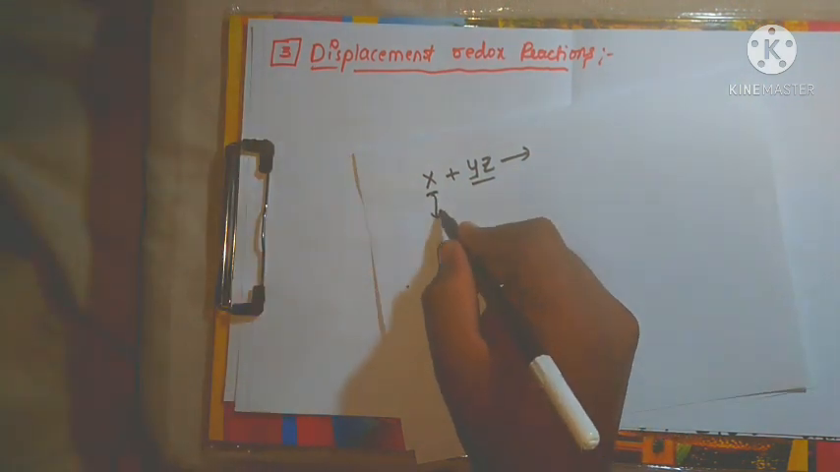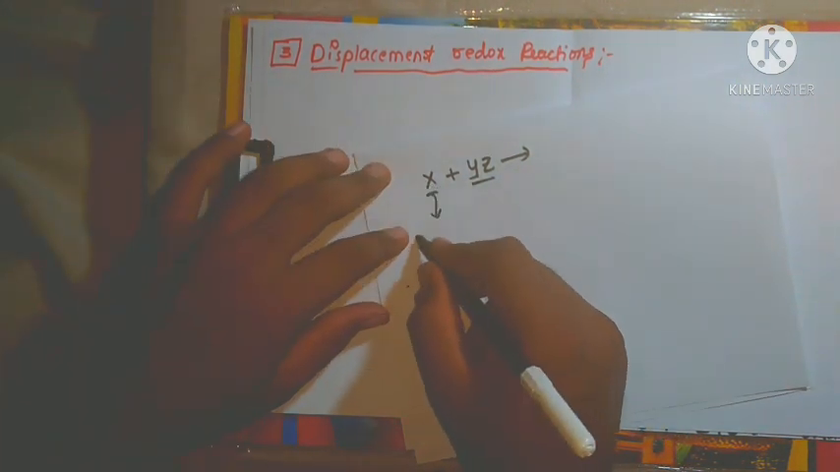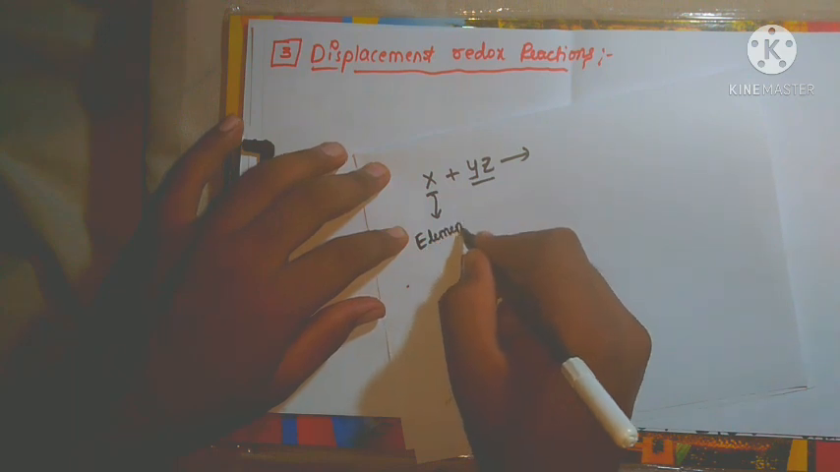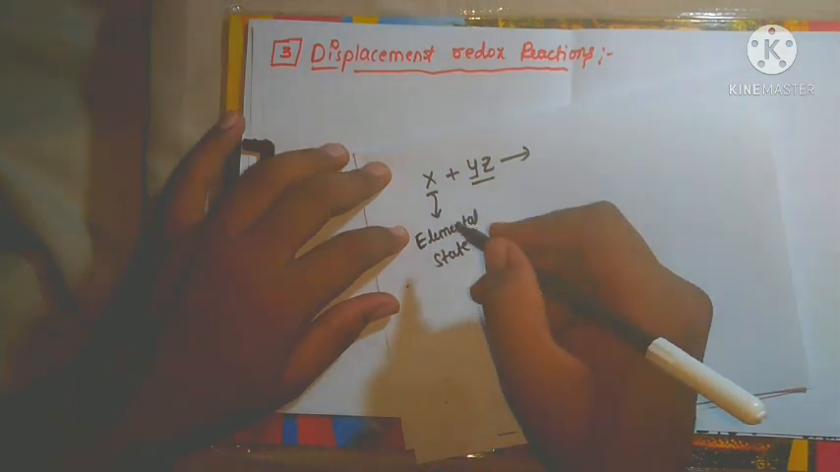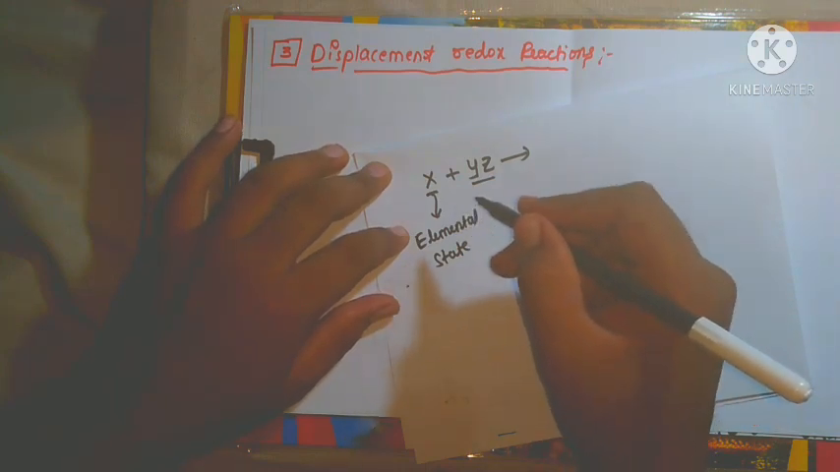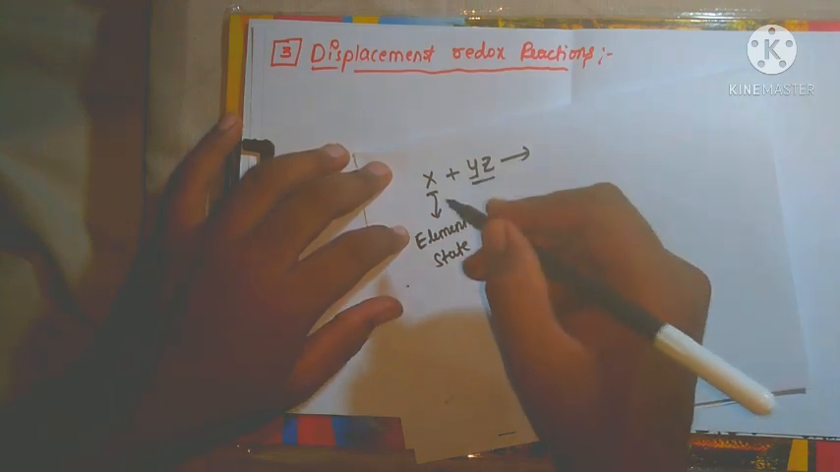In X, how many elements are there? Only one element, that is X. Which state is it? Elemental state or uncombined state. Only one element is called the elemental state or uncombined state. Already we know that one, right?